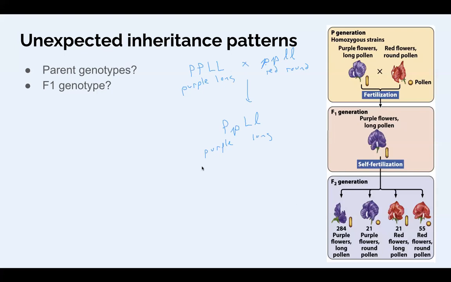And then it says we do self-fertilization. So we're going to take this individual and produce its gametes. So big P with big L, big P with little l, little p with big L, little p with little l. And again, big P with big L, big P with little l, little p with big L, little p with little l. Let's see if we can just maybe cut to the chase. You could fill this in on your own time if you want.